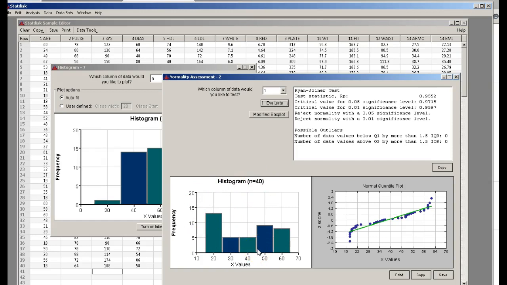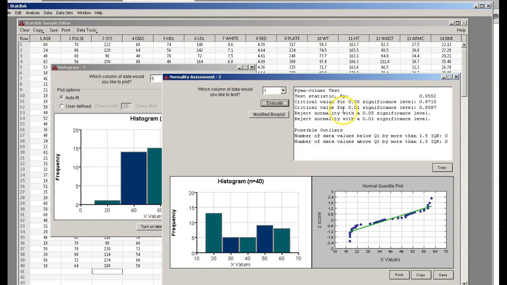See how we don't have a bell curve over that? And it says reject normality. And we don't have a straight line here in our normal quantile plot. So here we have this curvy line. It's not at all straight. They don't lie on that straight line. And our histogram, well, it's clear that that's not roughly normal.